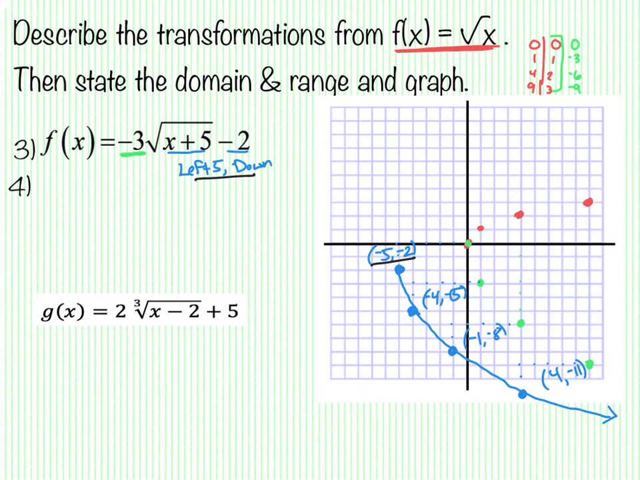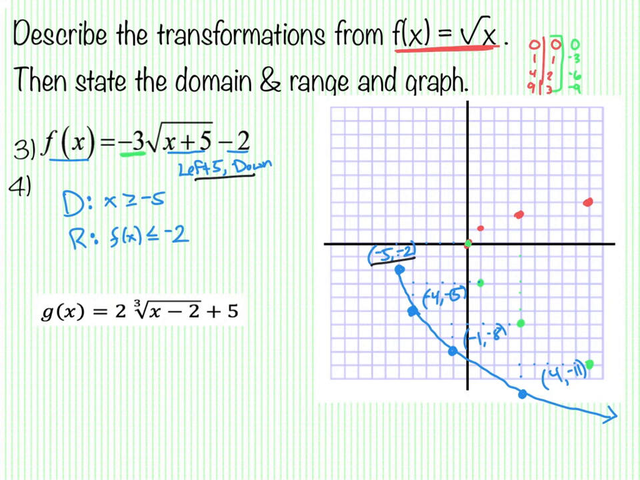And just keep it as a curve, being smooth. So in that case, the domain is now x is greater than or equal to -5. And the range is now f of x, because that's what I used up here, is less than or equal to -2. So that is the square root.